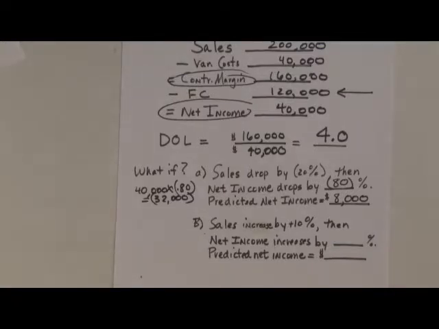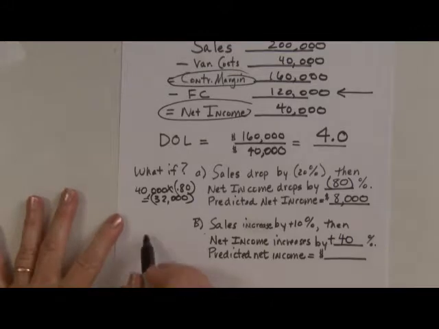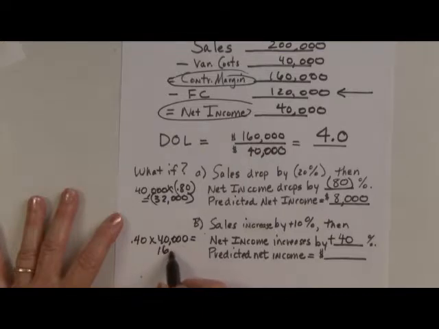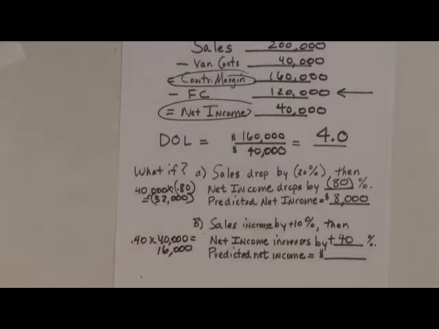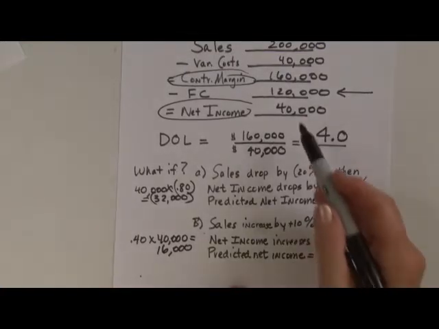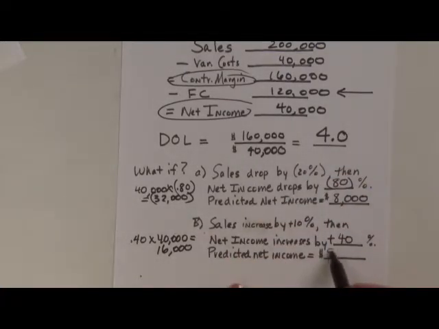Now let's go the other direction. If sales increase by 10%, net income will increase by 40%. If we take 40% times the net income, we're going to get an additional $16,000 of net income. That will be the amount of increase. So 40,000 plus 16 equals 56,000.